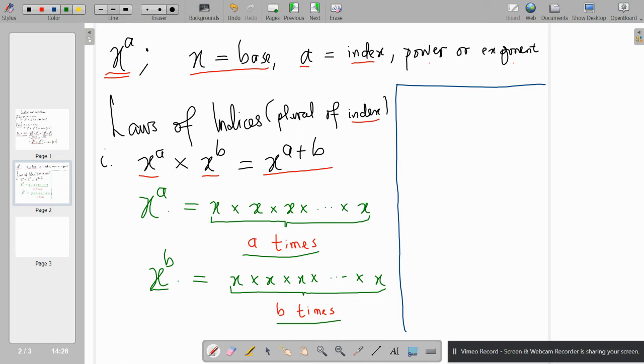So since it is talking about the number of times that x multiplies itself, that is represented as powers. And that is why in this case here we have that x raised to power a times x raised to power b is equal to x raised to power a plus b.